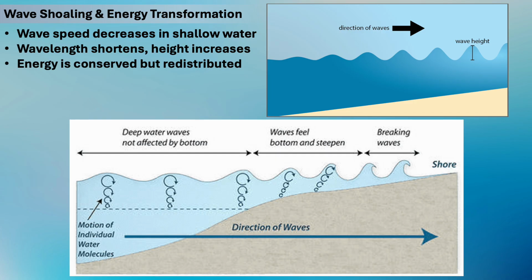This process, called shoaling, is why waves become larger near the shore even though no additional energy is being added. It is a geometric and dynamical consequence of boundary interaction. Understanding shoaling is essential for predicting coastal wave climates and for explaining why certain coastlines experience intense wave energy despite being far from storm centers.